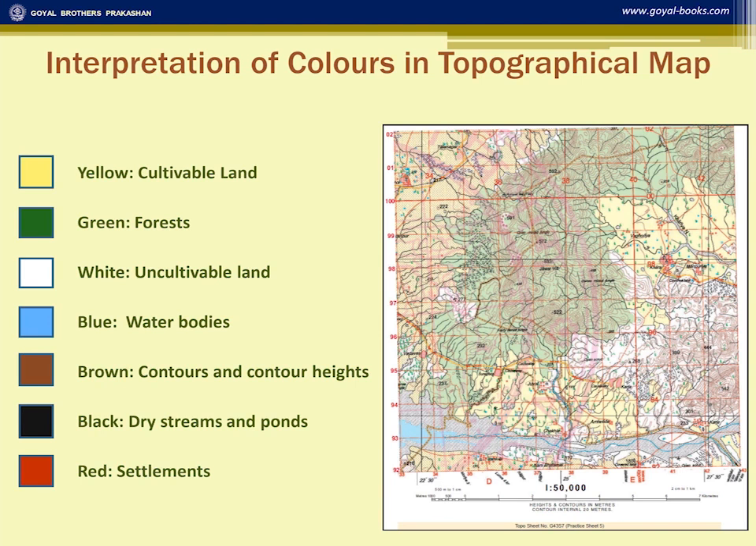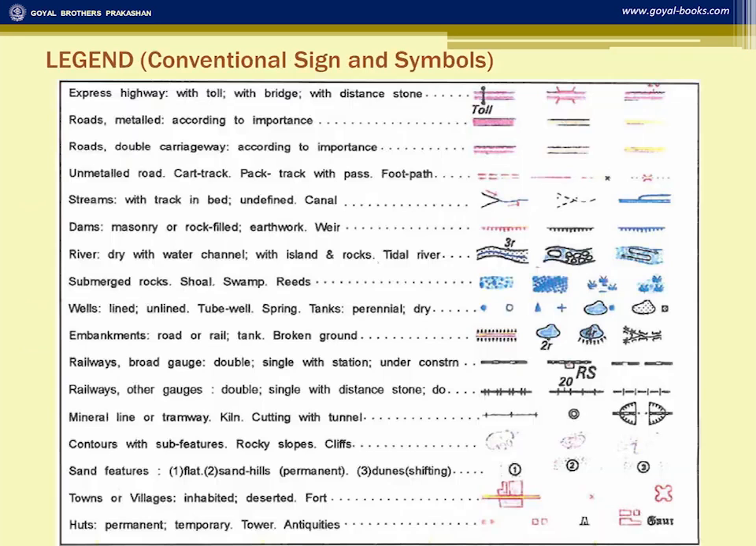Now, what is the significance of these colors in the topographical map? You see the various features, if they are shown in different colors, it is very easy to pinpoint them, to study about them, and it also makes it attractive for the students. Now we come to the conventional signs and symbols.